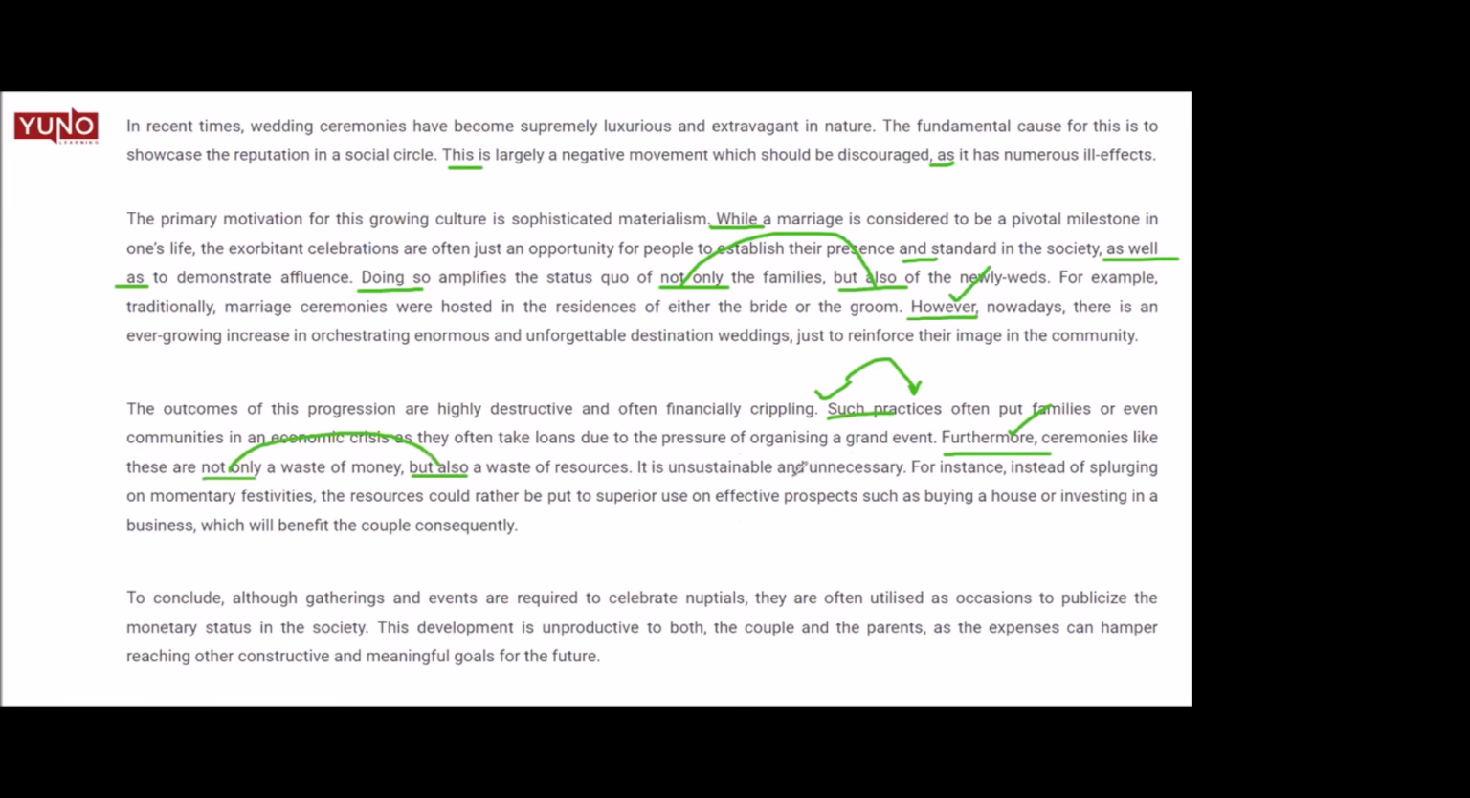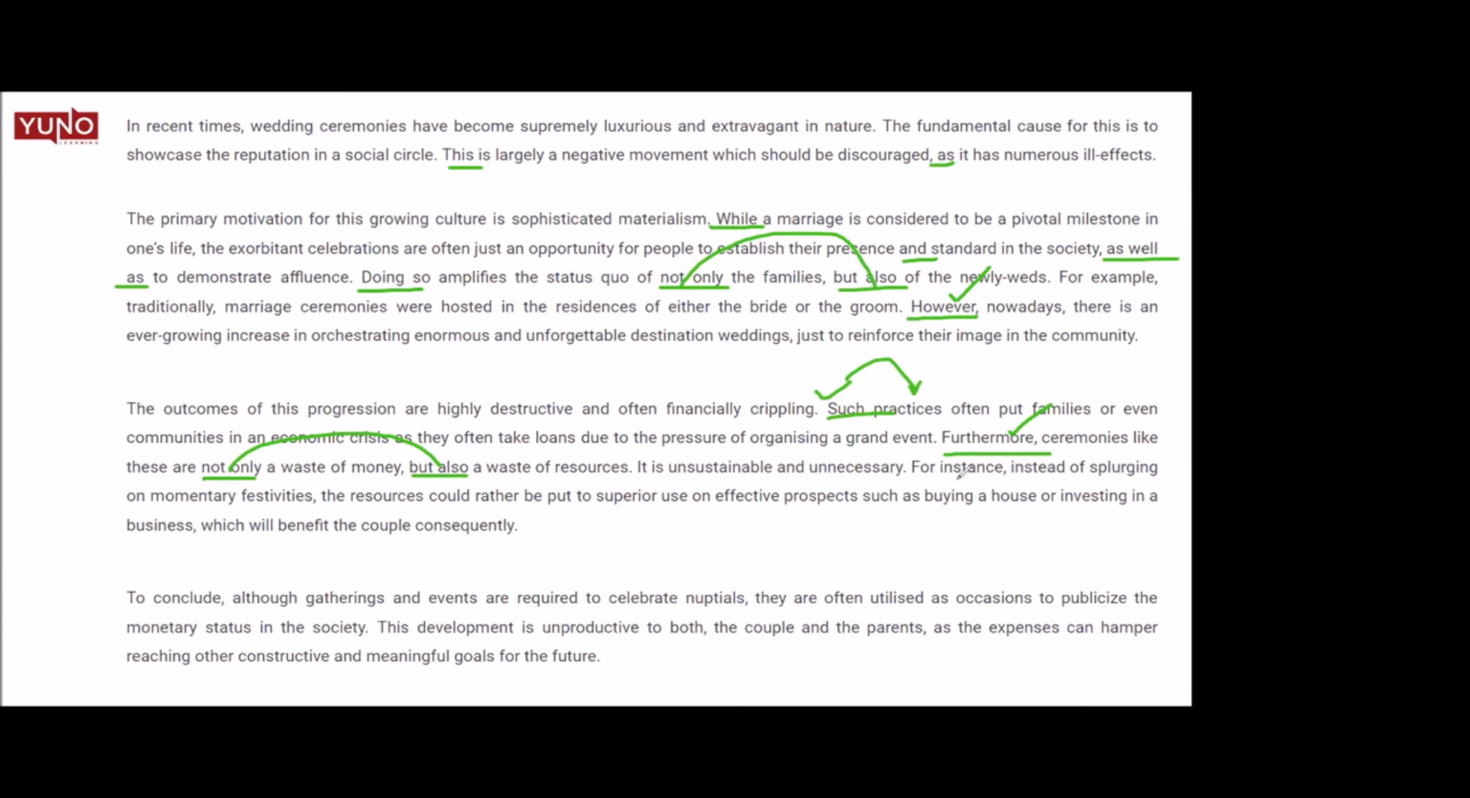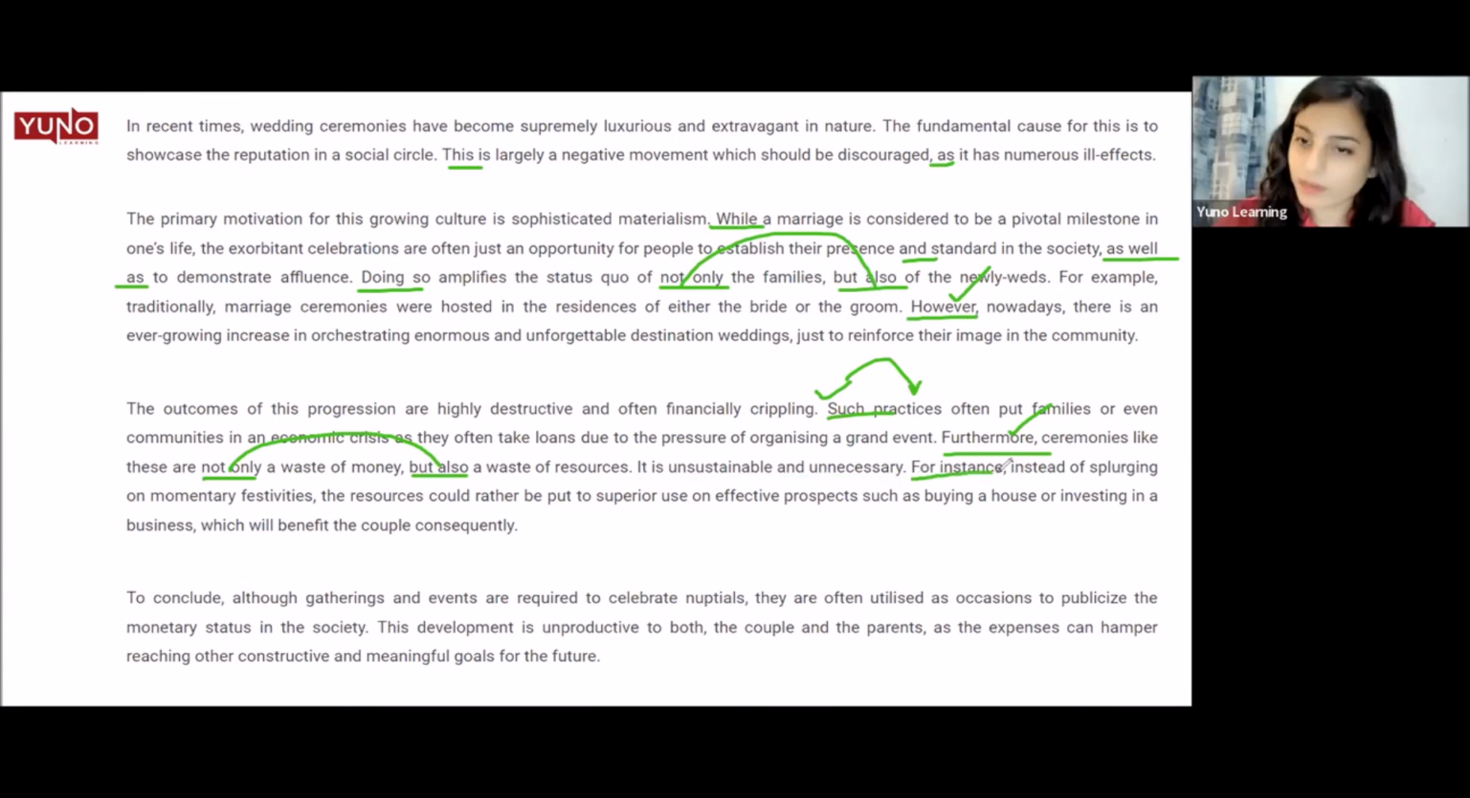This is a simple sentence. I use simple sentences very rarely, but if you do use them, that's fine. But don't write the entire essay with just simple sentences. That will cause a loss in marks, right? Next. For instance. For instance is not a linking word, but let's mark it down because it connects the example to the paragraph.